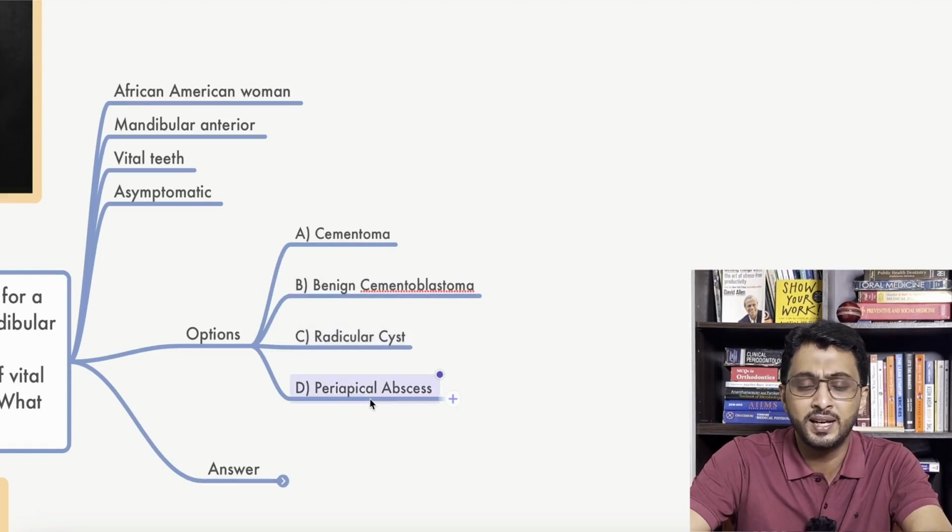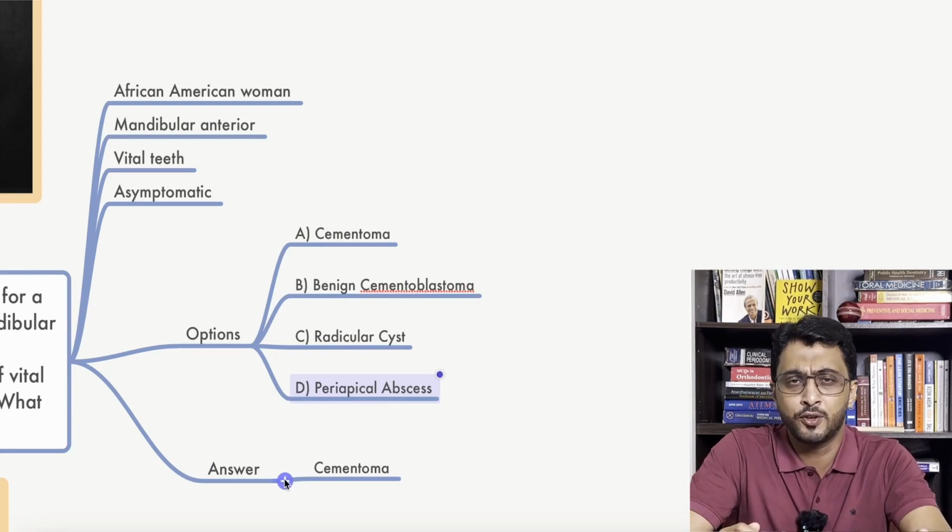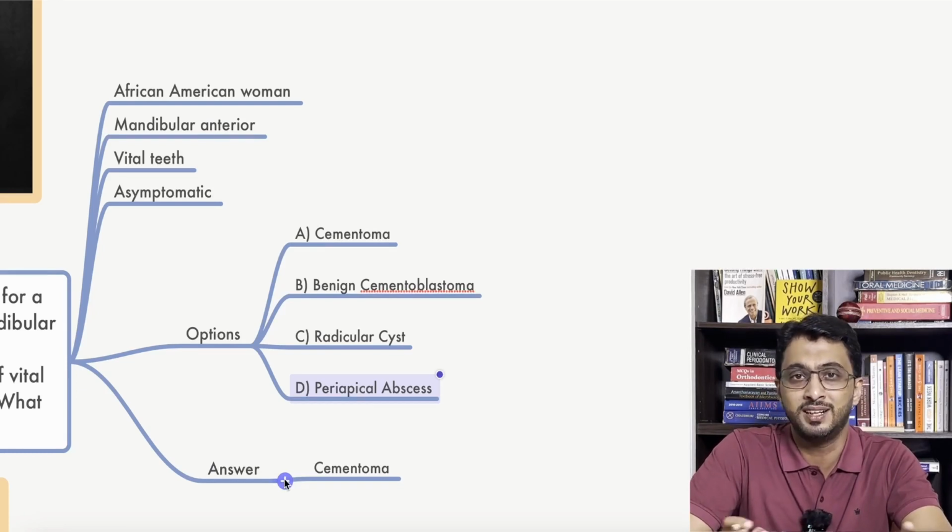Radicular cyst, periapical cyst. What is the speciality of these two? These are non-vital. So the only two vital options are cementoma and benign cementoblastoma. So now you know what the answer is. The answer is very clear. It's cementoma, or the other name for cementoma, periapical cemental dysplasia.